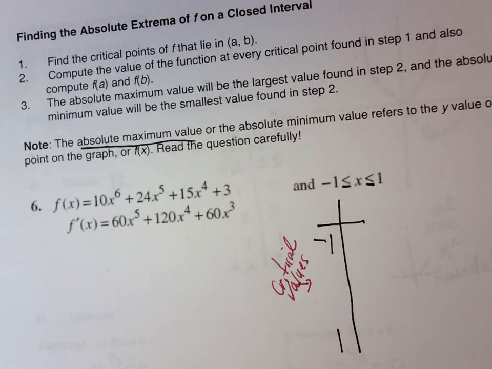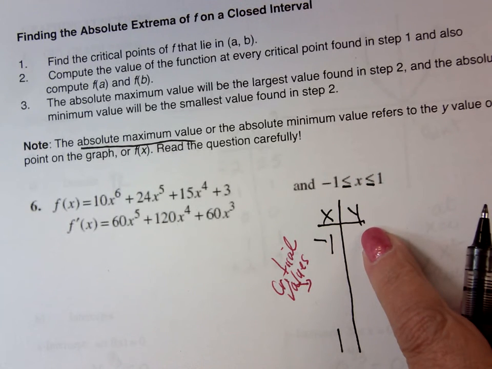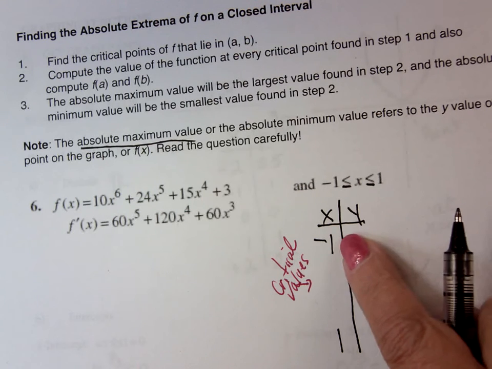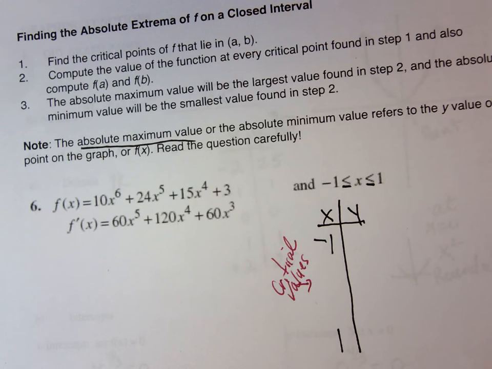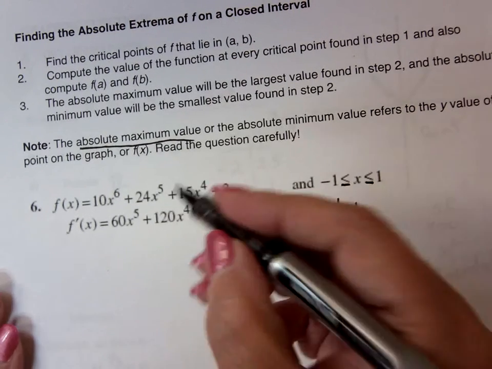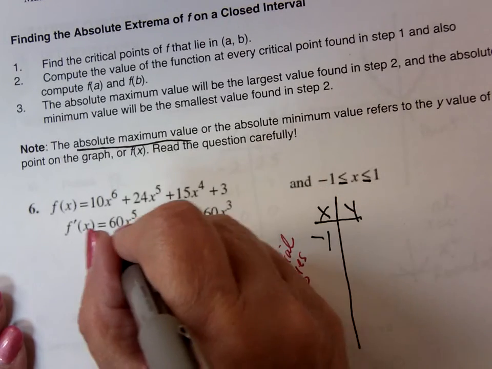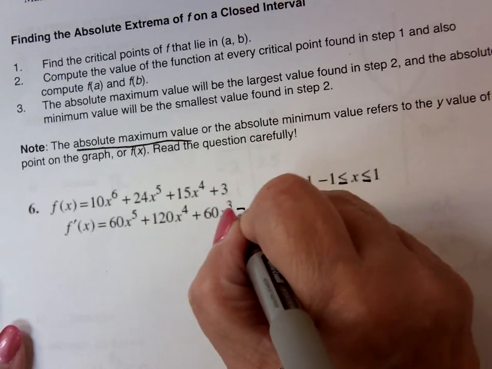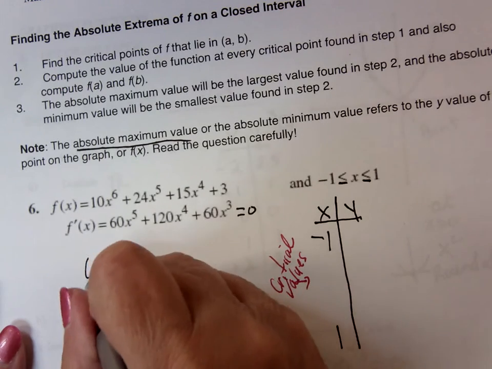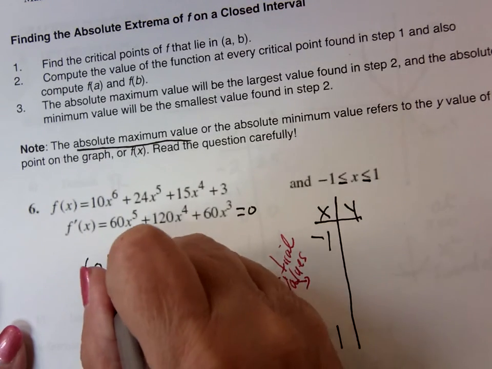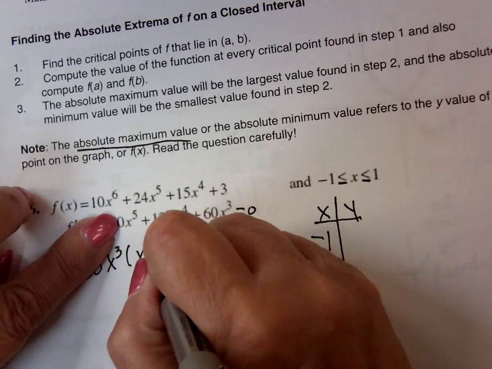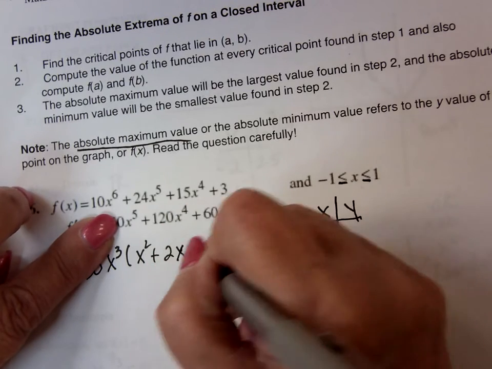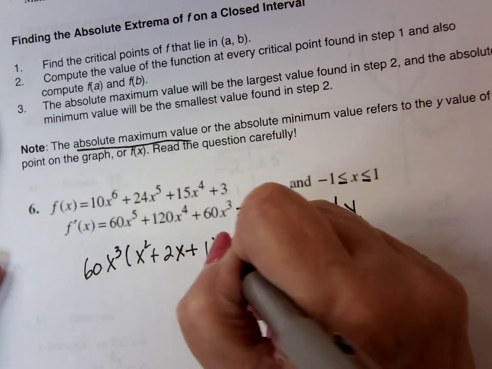So then I need to find what goes in here next, which are basically my critical numbers. Critical values, those are my potential relative maxes and mins. Those are your humps and your valleys. So what are we going to do? We're going to take the derivative, set it equal to 0, and we have a greatest common factor of 60x cubed times x squared plus 2x plus 1. Is that not the cutest thing?